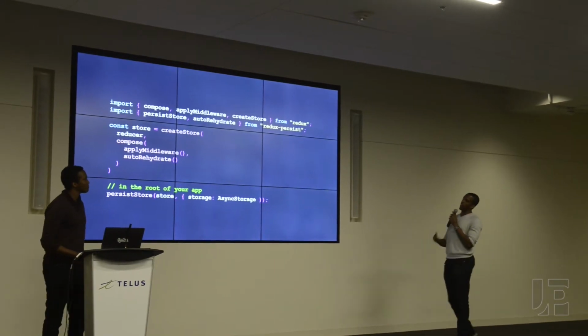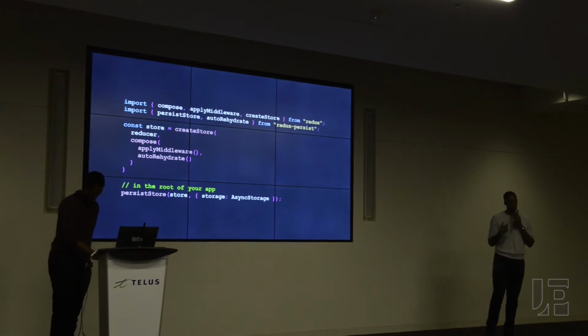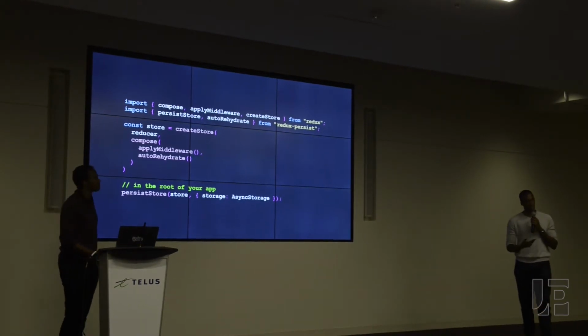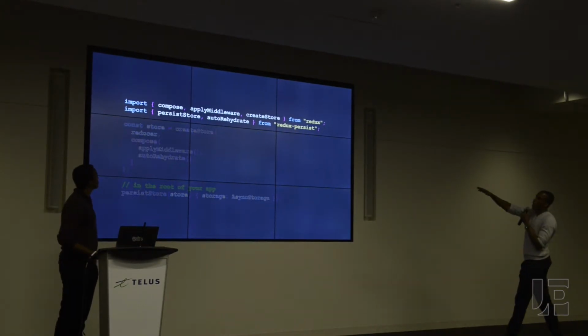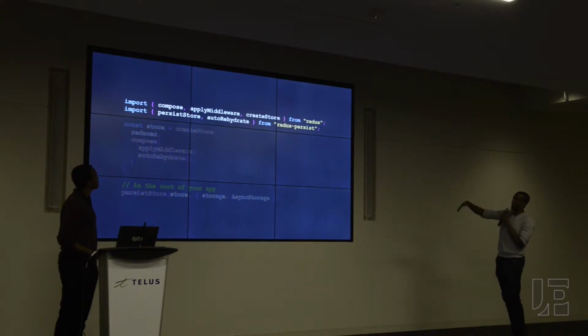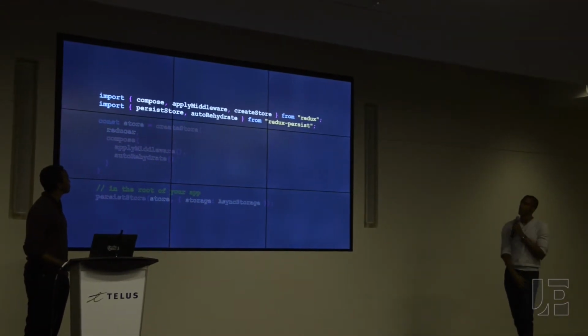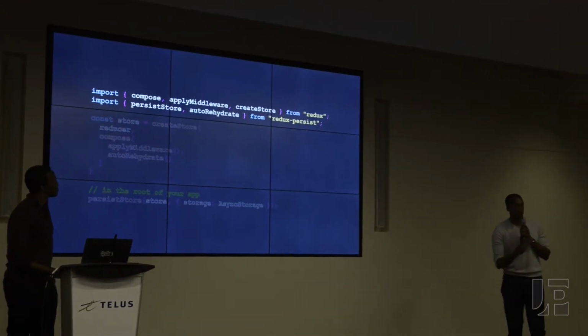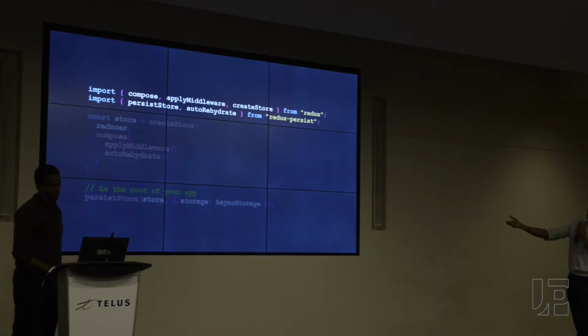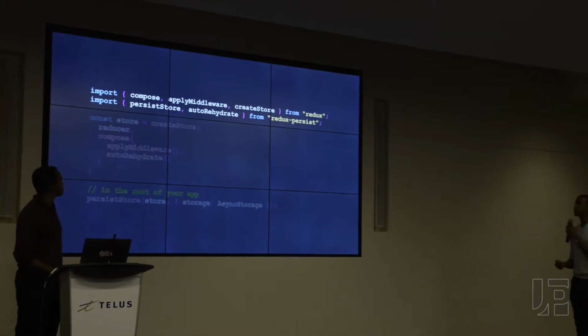So here's some code that actually shows you how simple it is to create a store with Redux and use Redux Persist. At the very top, we're importing what we need from both Redux and Persist. We're importing the compose utility method, the apply middleware enhancer, and the create store method. And then from Redux Persist, we're only importing two things: persist store and auto rehydrate.